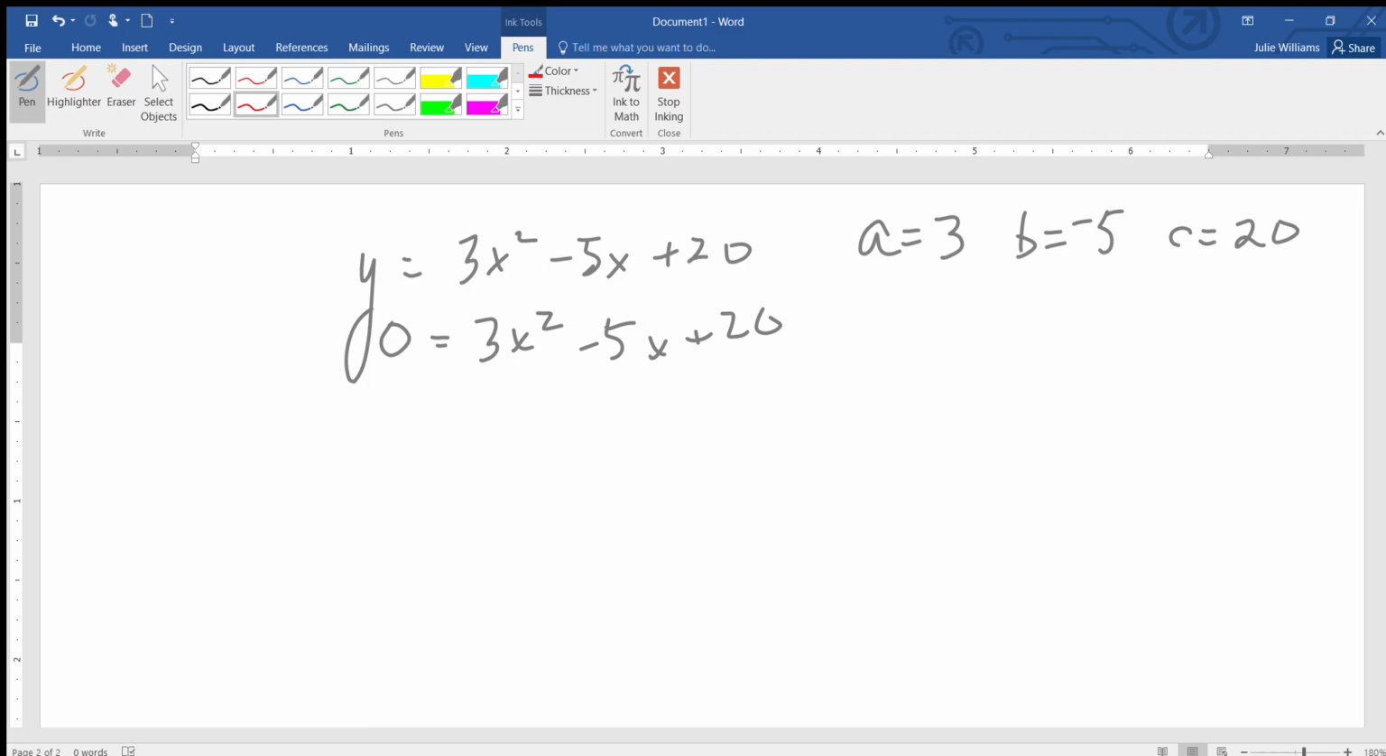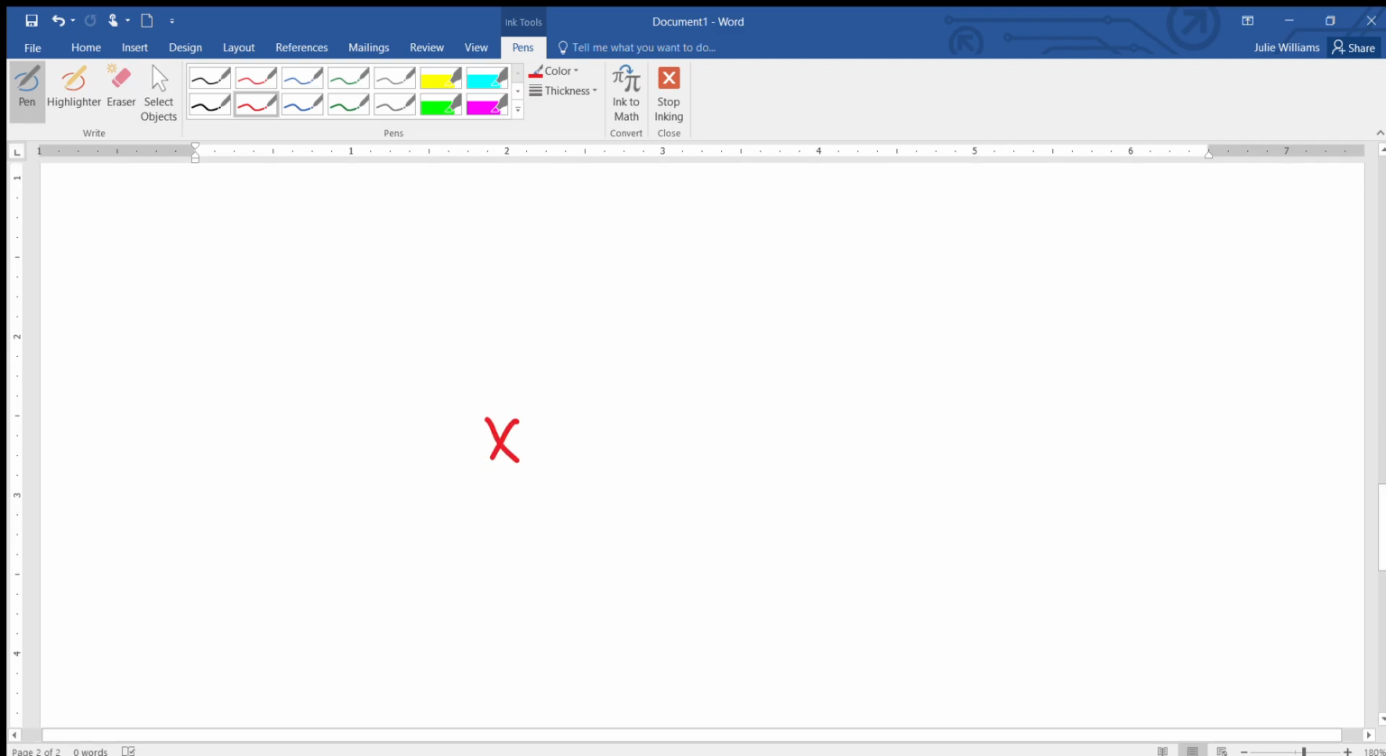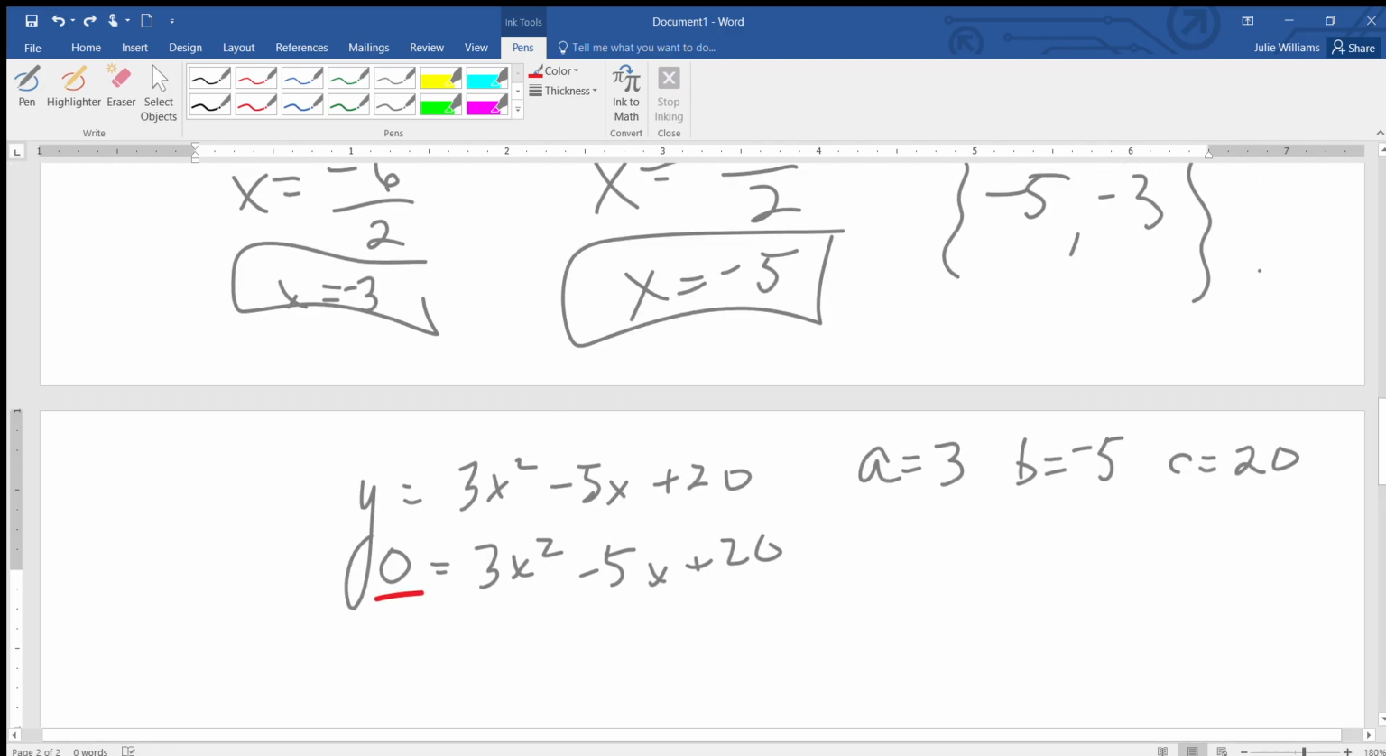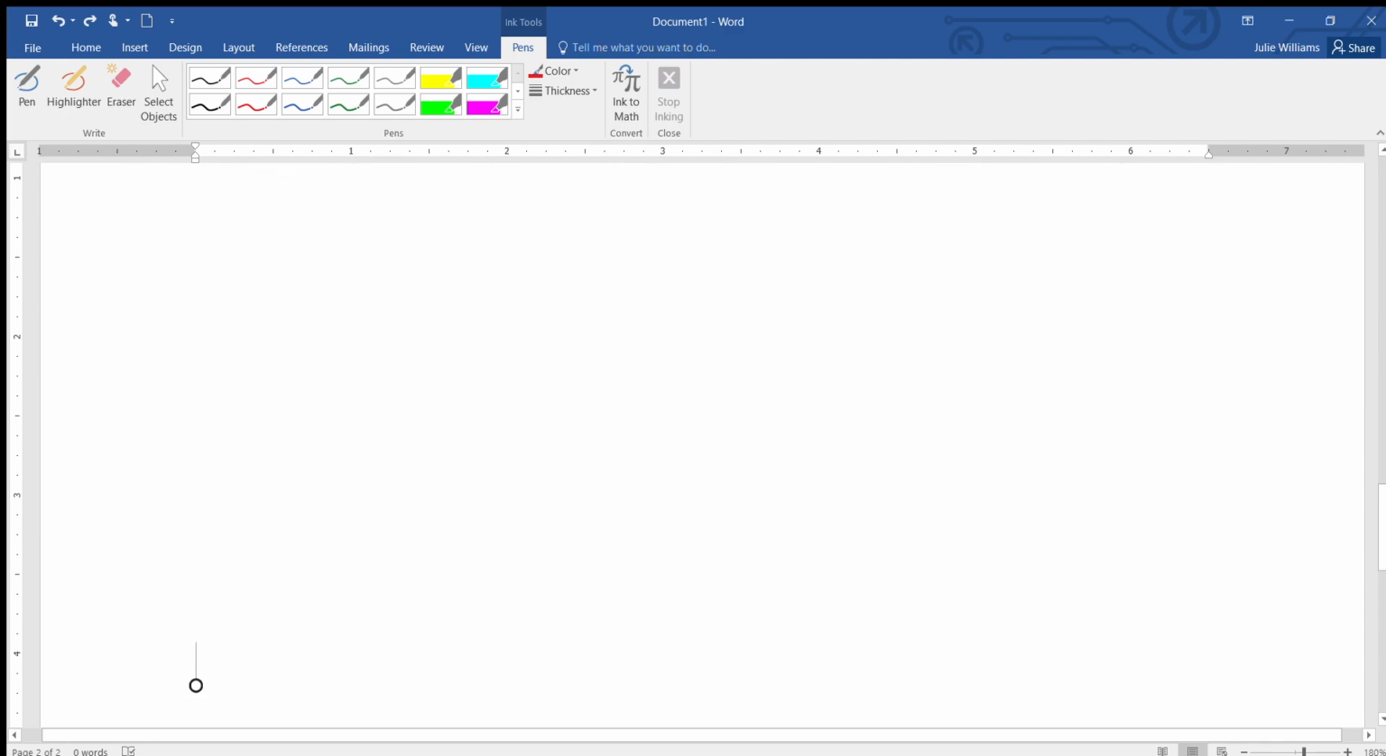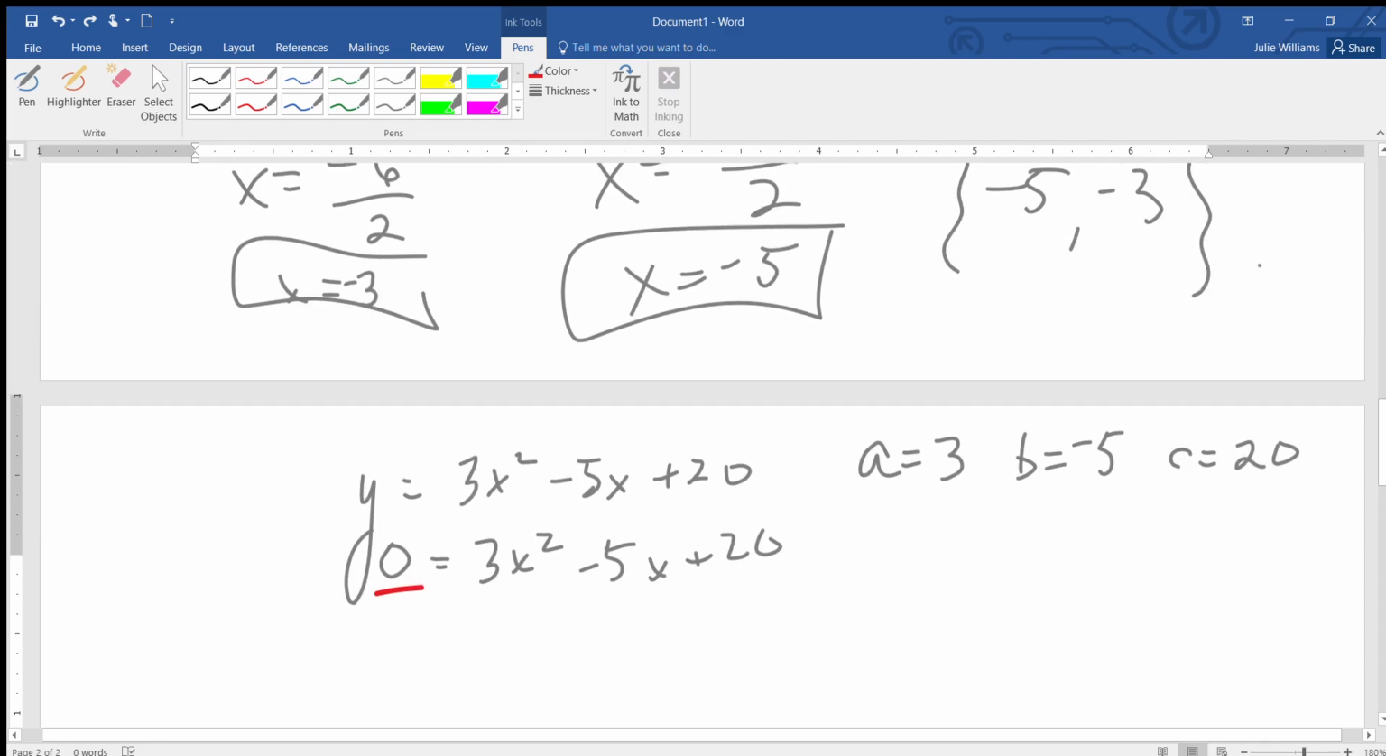But we know that when the quadratic is set equal to 0, the x, golly gee, hold on. We know, oh gee willers. Gee willers, that's a new one.